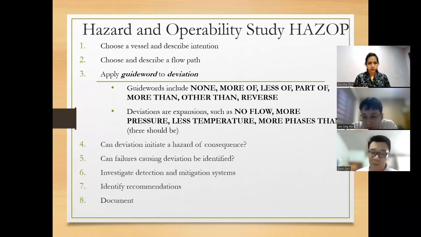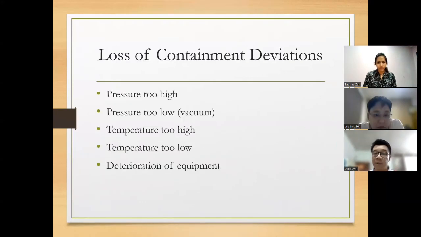So number 4, can deviation initiate a hazard of consequence? Can failures causing deviation be identified? We investigate detection and mitigation systems, identify the recommendations and documentations. Loss of containment deviation, as you can see, it's pressure too high, too low, temperature high or low, and deterioration of the equipment. On to Ms.